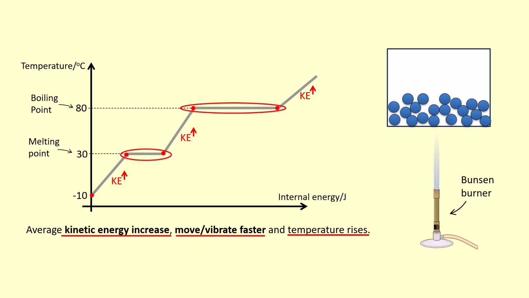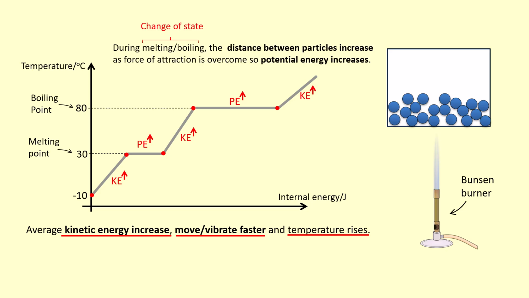Now, during these horizontal sections where the temperature is constant, it's the potential energy part that's changing, because during these sections, that's where the change of state is occurring. It's either melting, boiling, and so on, and the distance between the particles is changing. It's increasing in this case. And we're making the force of attraction between them weaker, or we're just completely breaking it, for example, when you turn a liquid into a gas. And it's the potential energy part that's increasing during that section.